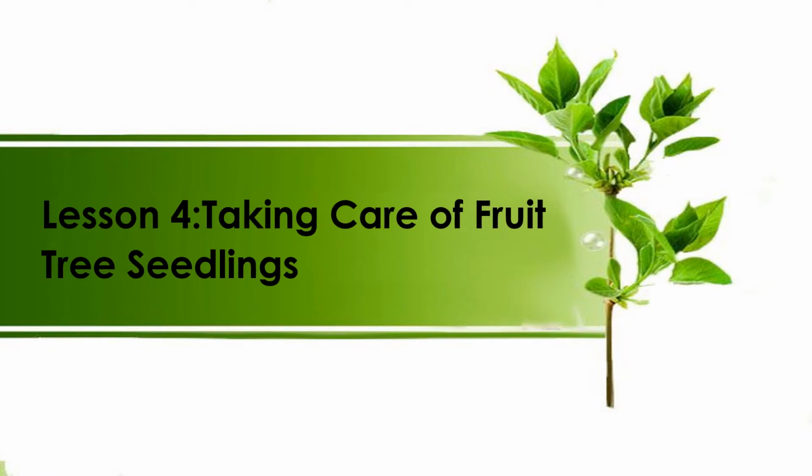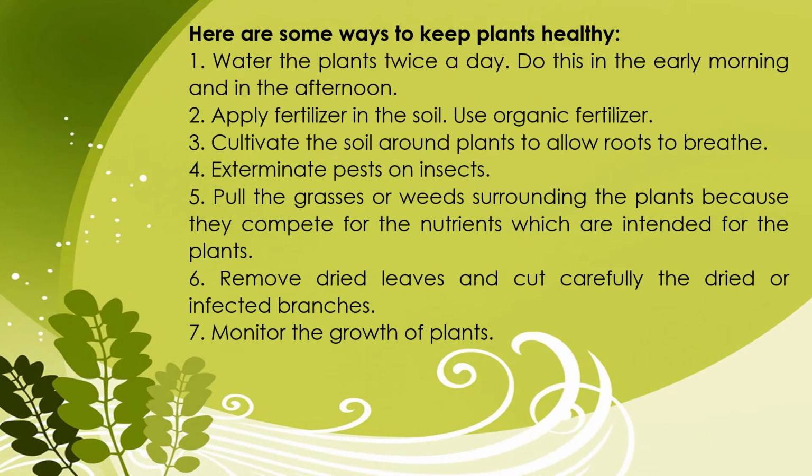Next one, we have lesson 4, taking care of fruit tree seedlings. Here are some ways to keep plants healthy. We have the first one, water the plants twice a day. Do this in the early morning and in the afternoon. Next, apply fertilizer in the soil. Use organic fertilizer. Next one, cultivate the soil around plants to allow roots to breathe.